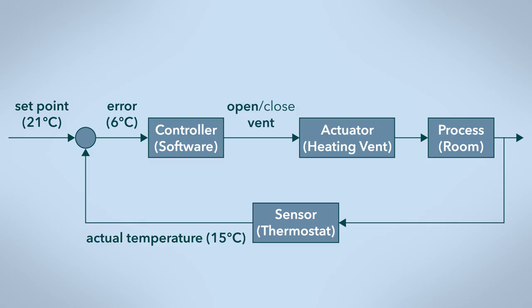Now there is hot air going into the room. Eventually, it heats up to 21 degrees, which is the desired temperature. Now the thermostat reads 21 degrees. The controller compares this to the set point and finds no difference, no error, so it tells the heating vent to close. Now, no more hot air is flowing into the room, so the temperature does not rise anymore. The vent will remain closed until the temperature falls below 21 degrees.